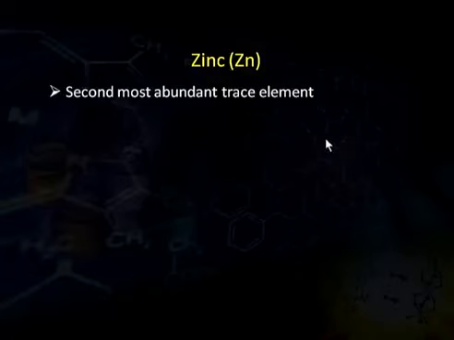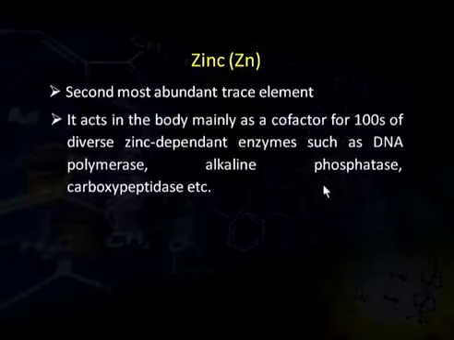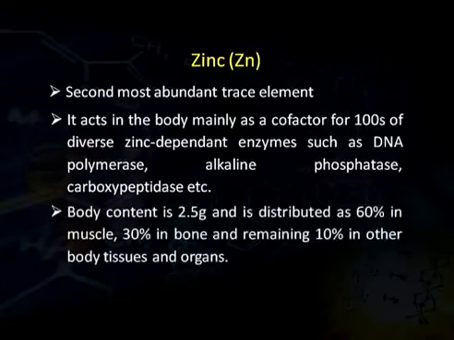Zinc is the second most abundant trace element. It acts in the body mainly as a cofactor for hundreds of diverse zinc-dependent enzymes such as DNA polymerase, alkaline phosphatase and carboxypeptidase, etc. Body content of zinc is 2.5 gram and it is distributed as 60% in muscle and 30% in bone, and the remaining 10% is in other body tissues and organs.